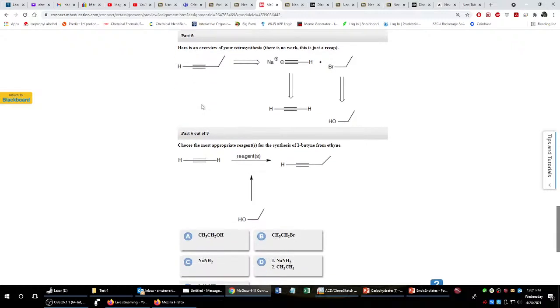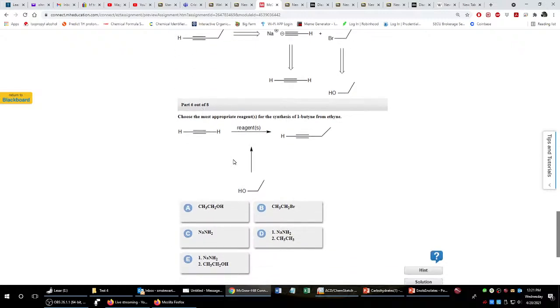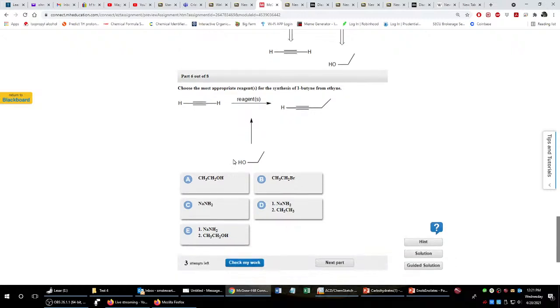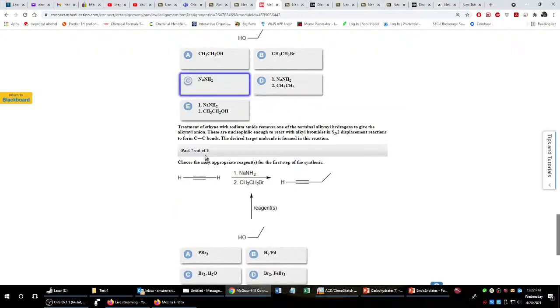Super confusing. E, I would say, is nonsense. What? Synthesis of 1-butene from ethyne. What is the context here? Let's try C. That seems to make sense.